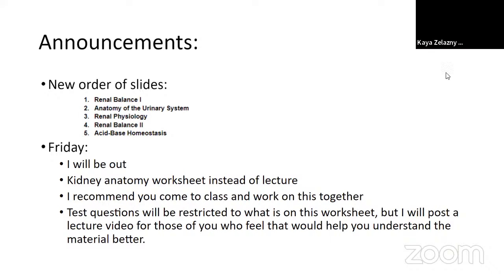And really the anatomy portion of these lecture slides is just to give you context for when we're talking about the physiology part. If you don't know where you are in the body, it's kind of confusing. So really the anatomy portion is for context for the rest of the material.